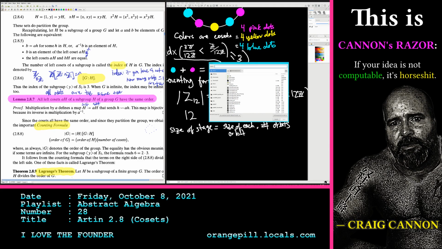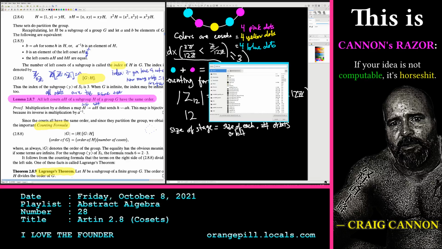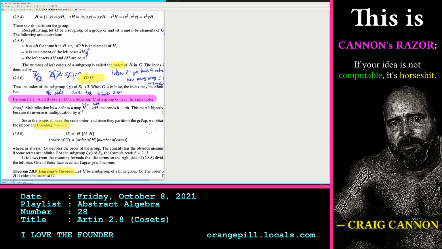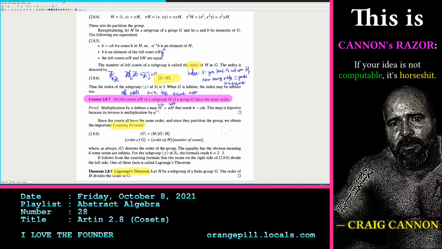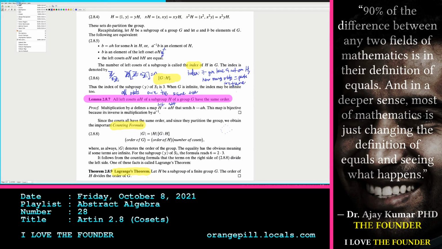Okay, I'm going to save this as AA28, and I want to export it as a PNG. And what I want to do is see if I can import a PNG into here and make it really small.